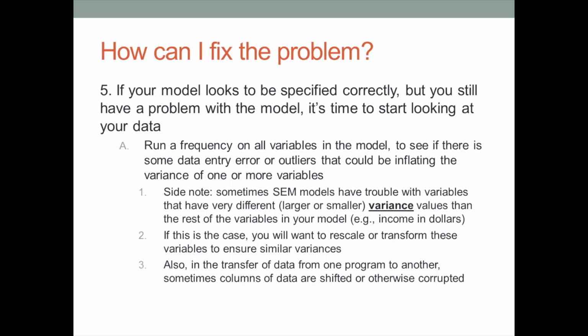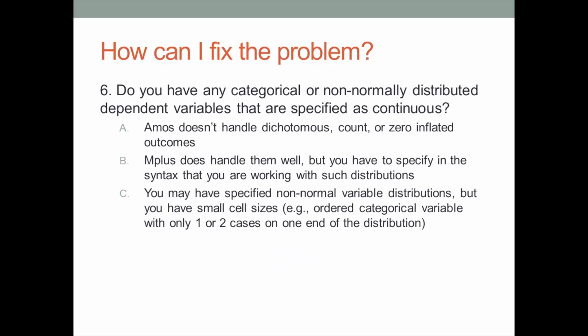So you might want to check, and the way to figure this out is to run some frequencies in whatever program you're using, like SPSS, and then run the basic analysis in Mplus, and see if you're getting the same means and standard deviations. You can look at the data file that you've transferred over and see if you see any problems. Sometimes that's a problem. I mentioned categorical or non-normally distributed dependent variables treated as continuous.